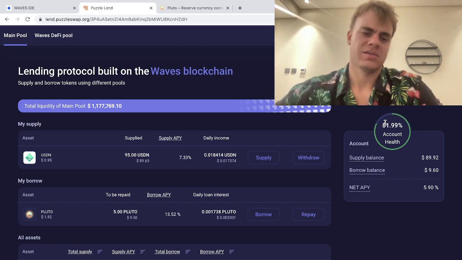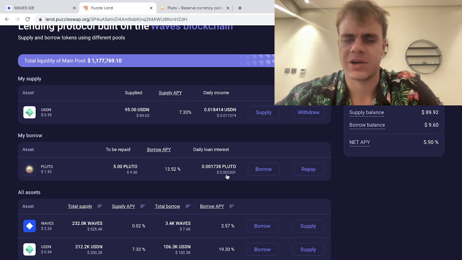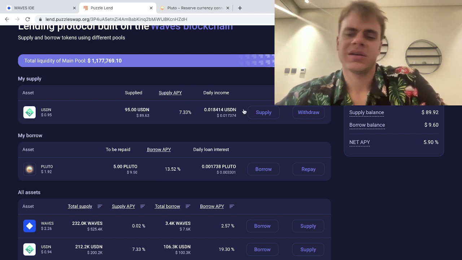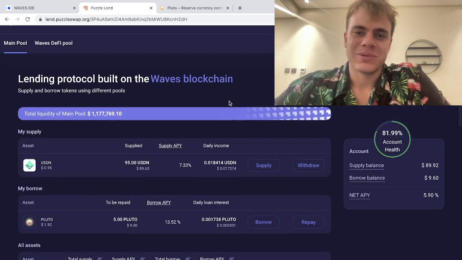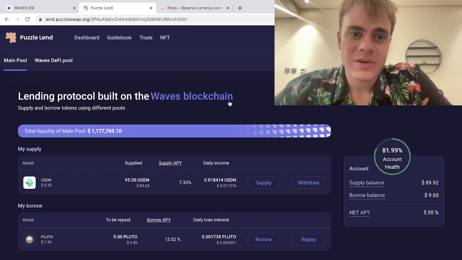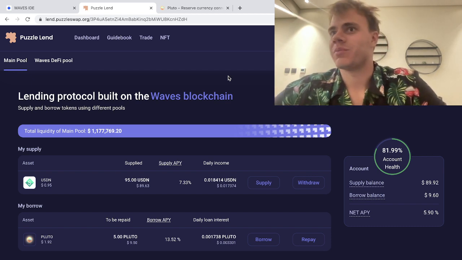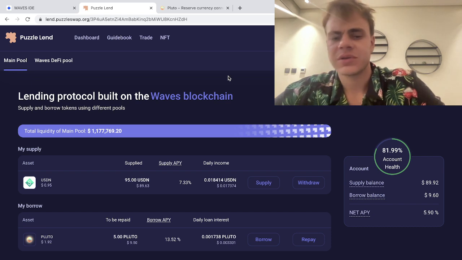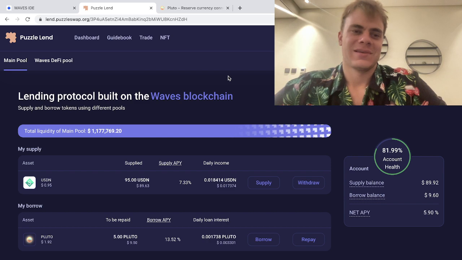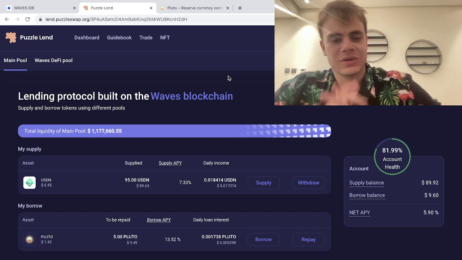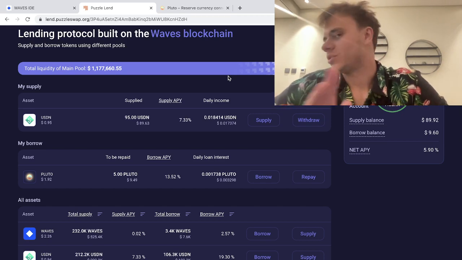That's basically it. In this spreadsheet, you can see that this is my supply APY, this is my borrow APY, this is how much I pay, this is how much I get. You can do everything in this one window, and it's pretty simple to use. I hope you enjoyed this video, and the main goal was to bring the idea of a lending protocol. You can find your own ways to operate with it. Of course, you don't have to do all my steps. You can supply your assets, you can borrow whatever you want.